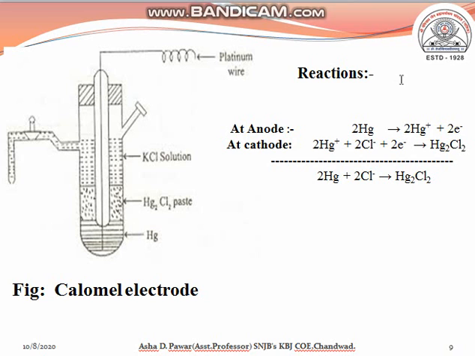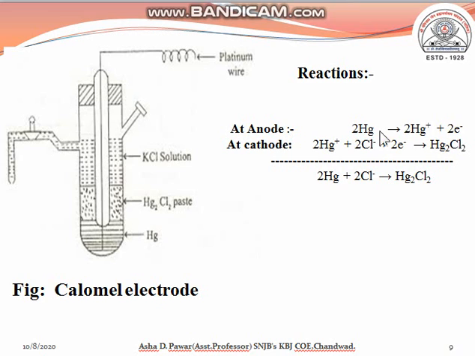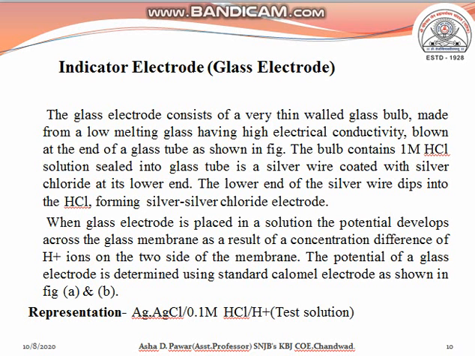The representation of the Calomel electrode can be written like this: Hg in contact with Hg2Cl2, which is directly in contact with the electrolyte, that is KCl, and in brackets write the concentration of KCl used, either 1 normal, 0.1 normal or saturated. If the Calomel electrode acts as an anode, the mercury gets oxidized, that is 2Hg gives Hg2 2+ plus 2 electrons. If the Calomel electrode acts as a cathode, then the reduction reaction is Hg2 2+ plus 2Cl- plus 2 electrons gives Hg2Cl2. So the overall reaction is 2Hg plus 2Cl- gives Hg2Cl2. Thank you.